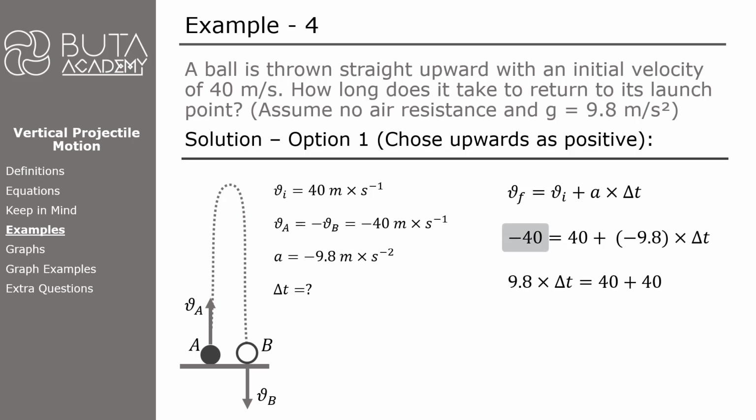Minus 40 on the left side of the equation becomes plus 40 on the right side. Similarly, minus 9.8 times delta t on the right side becomes positive 9.8 times delta t on the left. 40 plus 40 is equal to 80. Delta t is equal to 80 over 9.8, which is equal to 8.16 seconds.